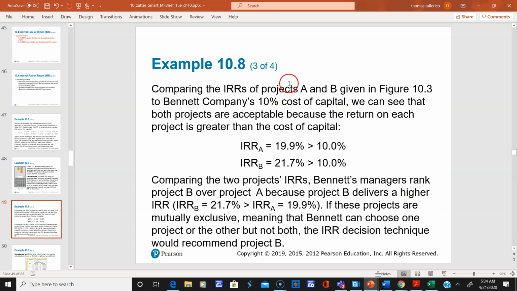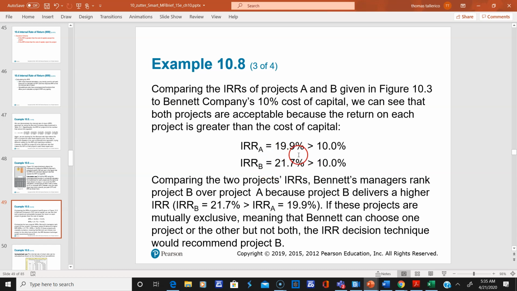All right, so if we pop them into the IRR function in Microsoft Excel and do the calculation from the previous example for Bennett Company, you can clearly see that the internal rate of return is much greater. In both cases, for both projects, it was much greater than the cost of capital. Here's the internal rate of return, here's the cost of capital. It's telling you the same thing that net present value said: do the projects.